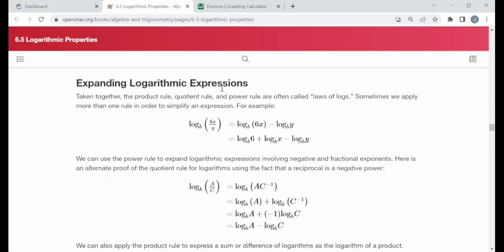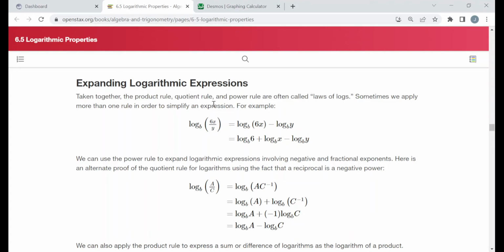Each example I do will be either one of the examples from the reading, or one of the try it problems from the reading, or one of the exercises at the end of the section that's related to this particular objective.